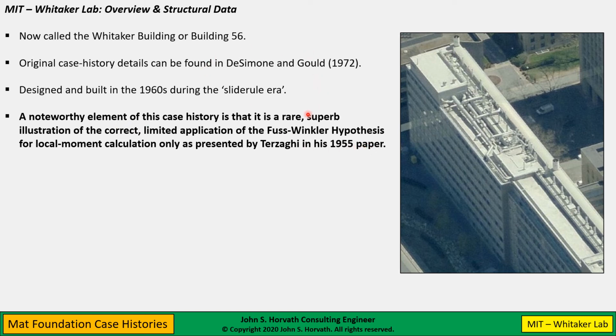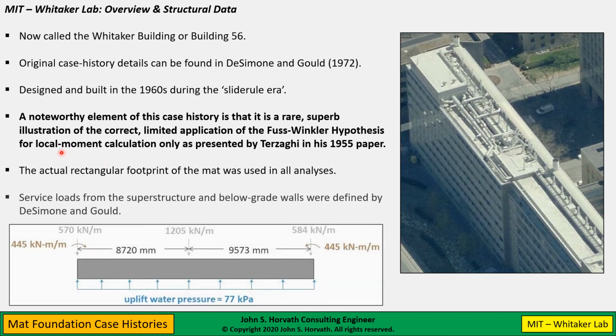D'Simone and Gould really understood what Terzaghi was talking about. They only used the Fuss-Winkler hypothesis, beam on elastic foundation solutions, to calculate local moments in the mat only. They did not use it for settlement analysis. So I really recommend reading this paper to see how Terzaghi's paper was to be interpreted, because most of the papers you've seen ever since are incorrect on that issue. The actual rectangular footprint of the mat was used in all analyses.